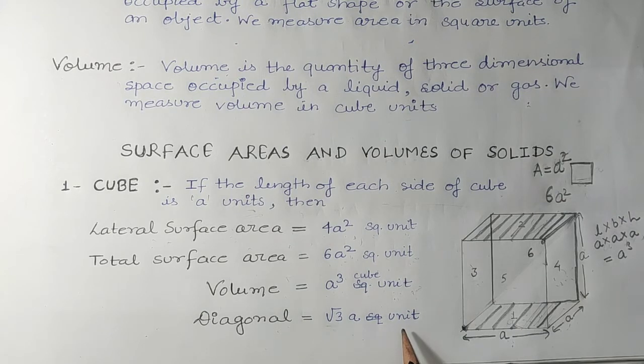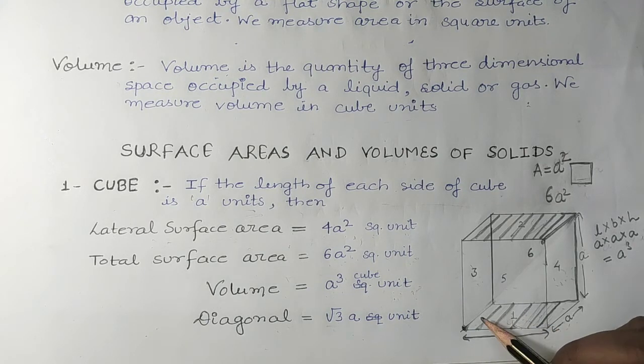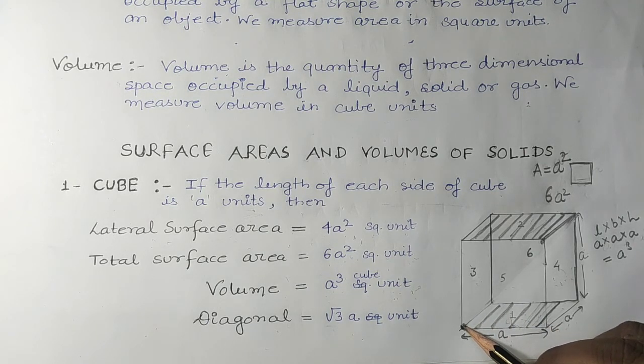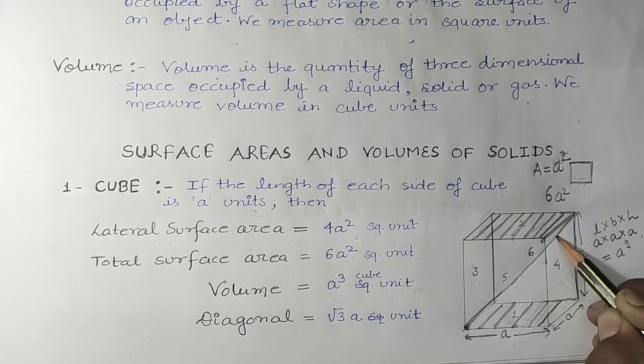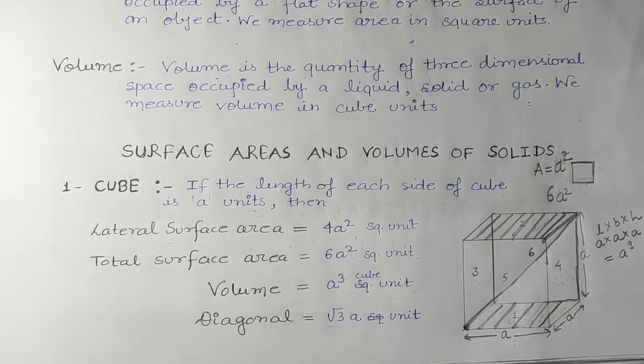Diagonal is root 3 a. Diagonal means the longest rod that can be adjusted in this cube. The longest distance between opposite vertices can be the diagonal of the cube, and it will be root 3 a unit. Since it is simply a distance, you can write it as root 3 a unit. So try to understand each concept, and how the formula came.